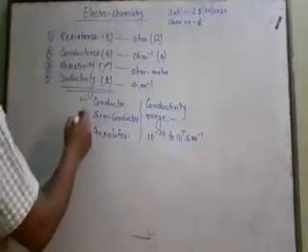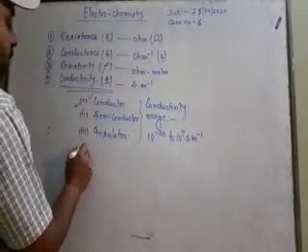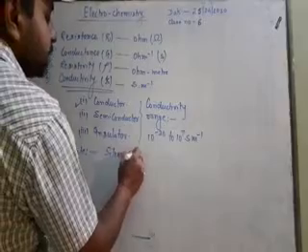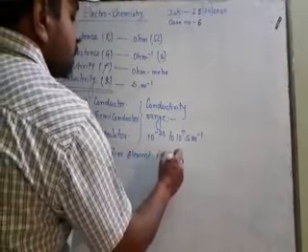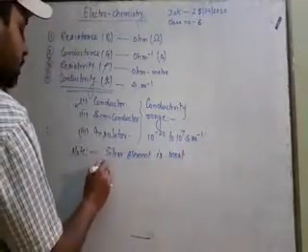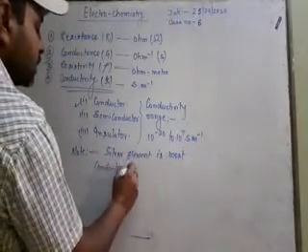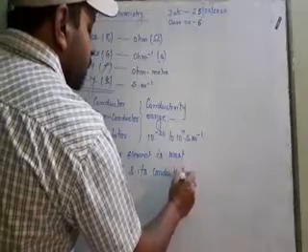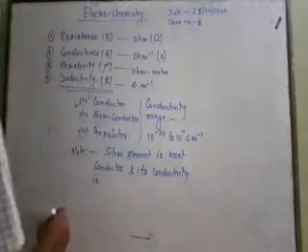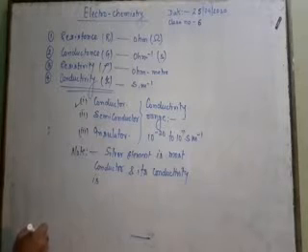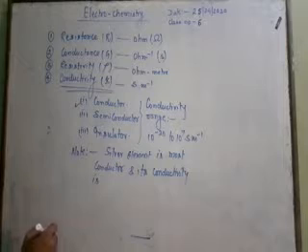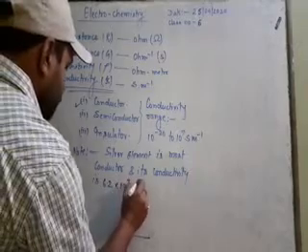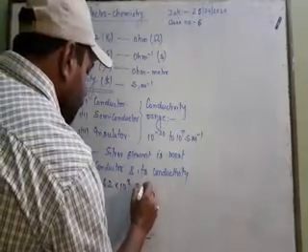Students, among conductors, silver is the best conductor and its conductivity is approximately 6.2 into 10 to the power 3 Siemens meter inverse, students.